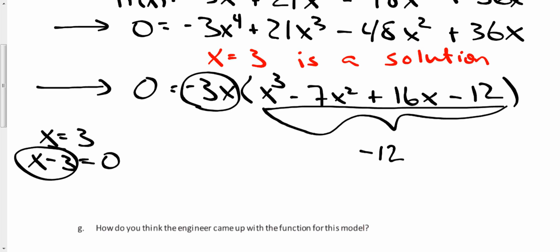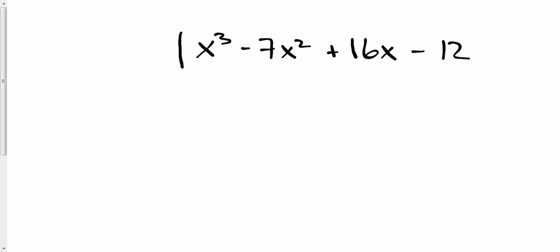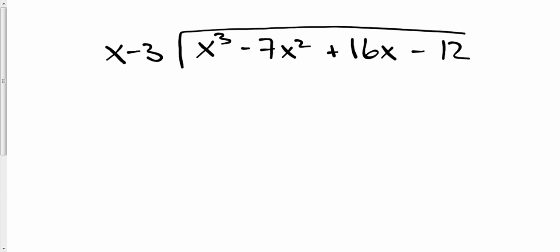Now, I'm doing the same thing, except instead of with numbers, I'm doing it with a binomial. So I'm going to take this guy, divide it by x minus 3, and get some other polynomial without a remainder. So let's do that real quick. I got x cubed minus 7x squared plus 16x minus 12, and I'm dividing it by x minus 3. So do that division real quick and see what you get.